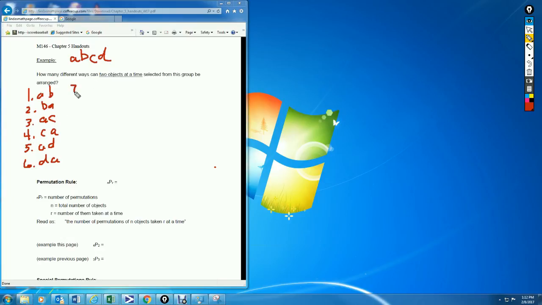So now let's start with B. So let's do B and C, swap the order. So I've got C with B. Let's do B with D, and then swap the order. So I've got D and B. So I've got everything with B now.